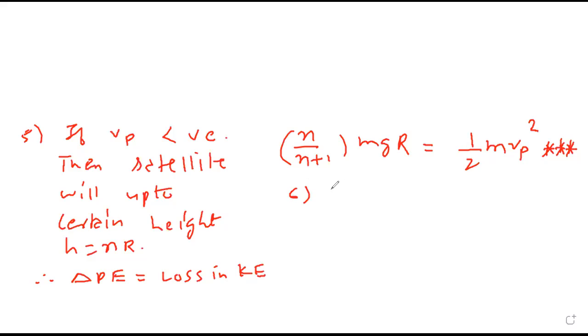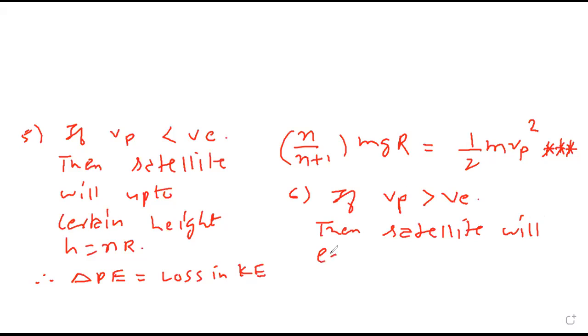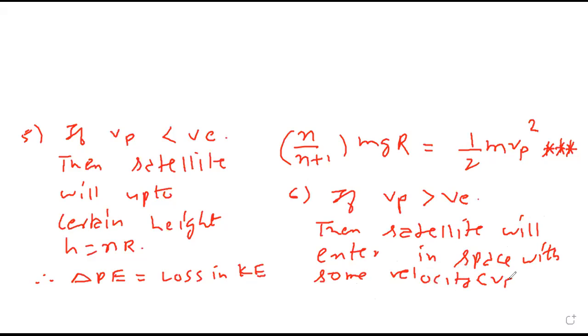Sixth, if velocity of projection is greater than escape velocity, then the satellite will enter in space with some velocity. If only escape velocity is given, it will just get out and stop. Here it will enter in space with some velocity. So that velocity of emergence we have to calculate.